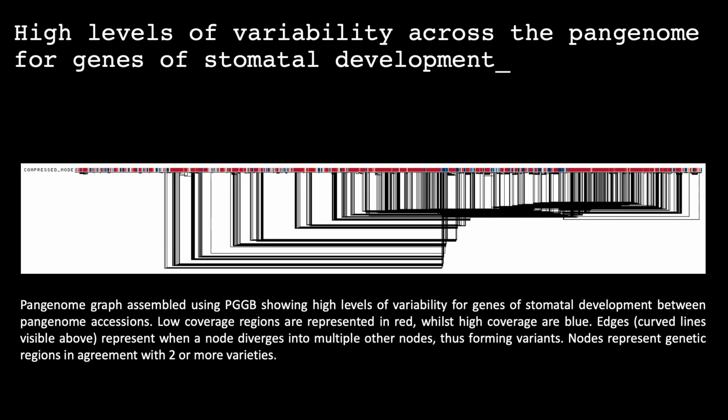Following my initial phases of analysis on Pawsey systems, one trend was immediately apparent. There was very large variability across the barley pangenome for genes of stomatal development. This pangenome graph represents the variability for all the stomatal genes across all varieties. Notice the large amount of edges or lines that curve into the graph over and over again. Edges represent points of genetic divergence across the barley pangenome.